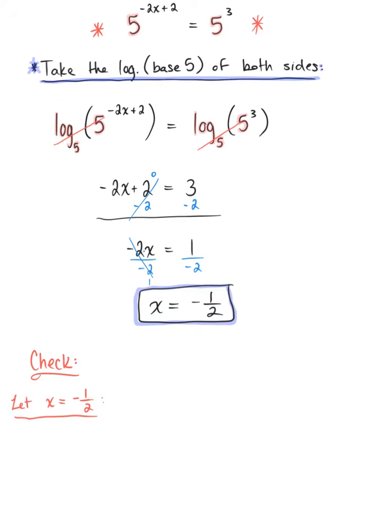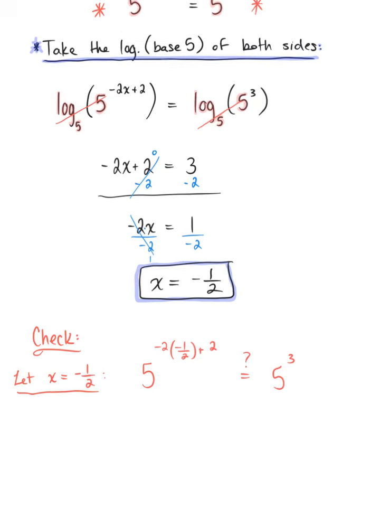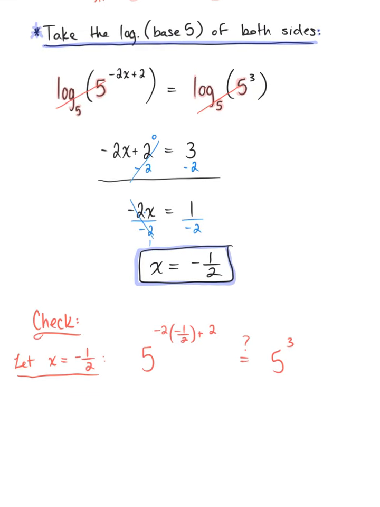So what we're asking ourselves is 5 raised to the negative 2 multiplied by a negative 1/2 plus 2. Is this really equal to 5 cubed? Let's find out. So the right-hand side is all set. We don't need to simplify that any further, but we sure can simplify the left-hand side. We can see here that we have 2 negatives that'll produce a positive, but we can also see 2 divided by 2 cancels itself out to 1.